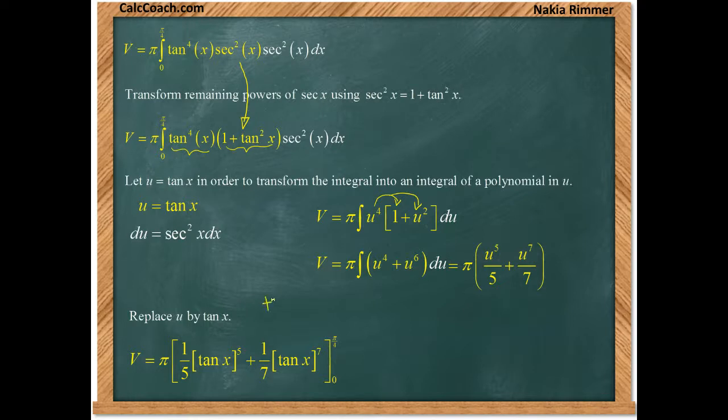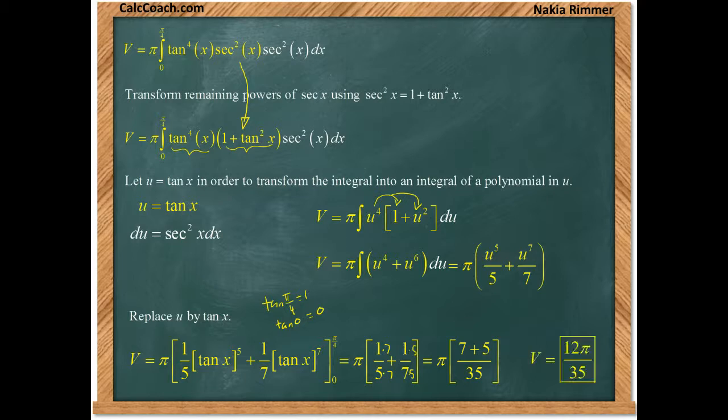Now, you know, the tan of pi over 4 is equal to 1, and the tan of 0 is equal to 0. So what's going to happen, these will be 1 to the 5th and 1 to the 7th, which is just 1, and then zeros for the lower limit. So we just really have a 5th and a 7th. Put these two together with a common denominator of 35: multiply by 7 in the first fraction, multiply by 5 in the second, add those 7 and 5 together to give you 12, for a final volume of 12 pi over 35.